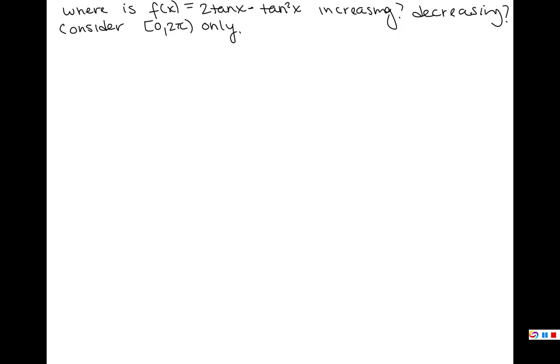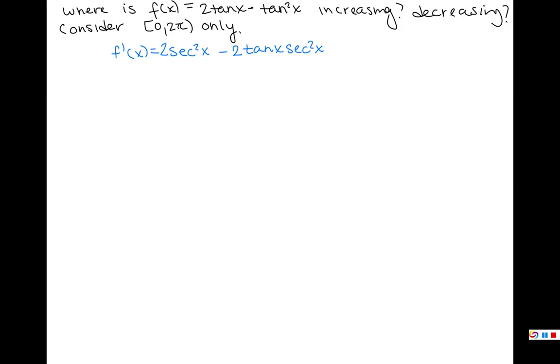Let's do another example. This one's got a trig function in it, but we're going to do the same process. Where is the function 2 tan x minus tangent squared x increasing? Where is it decreasing? And they're telling us we can just look at the interval from 0 to 2 pi. So we don't have to worry about all numbers or all those coterminal angles. So step 1, find all critical numbers. So I have to find the derivative.